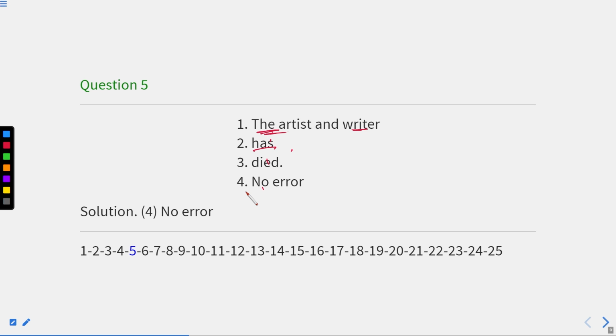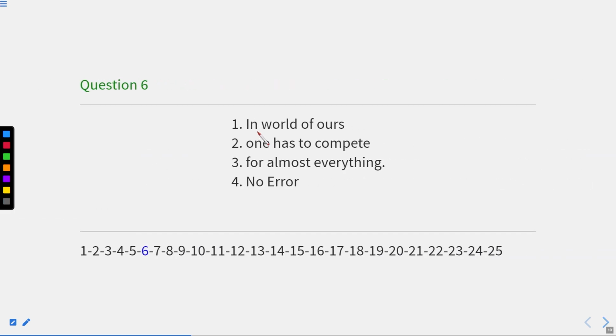Now let us move to question number 6. In word of ours. Whenever we have any noun and after this we have of, and this is a preposition, actually any preposition, not only of, but any preposition which is making something the part of another thing. For example, in and on also make something the part of another thing. So if we have a noun, then of, then again a noun or pronoun, this is making a series, and it is relating some noun to the other thing.